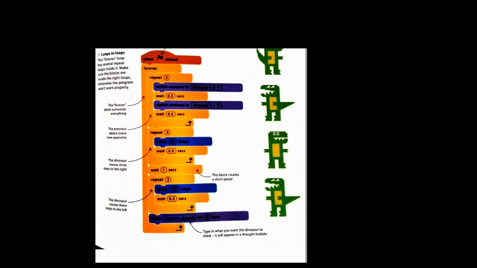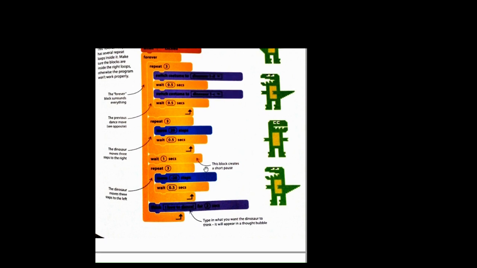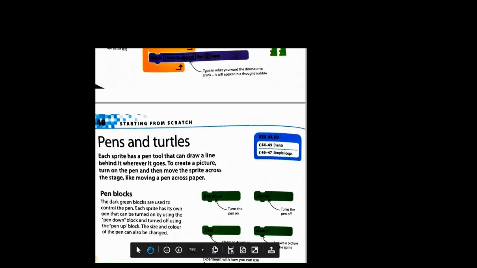The previous dance move, see opposite. The dinosaur moves 3 steps to the right. The dinosaur moves 3 steps to the left. This block creates a short pause. Type in what you want the dinosaur to think. It will appear in a thought bubble.